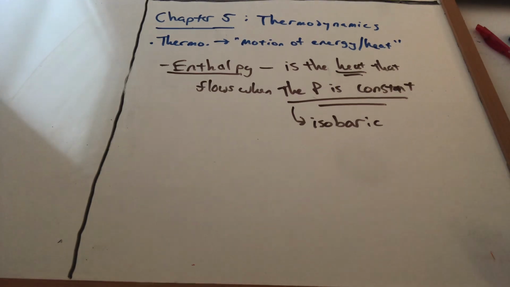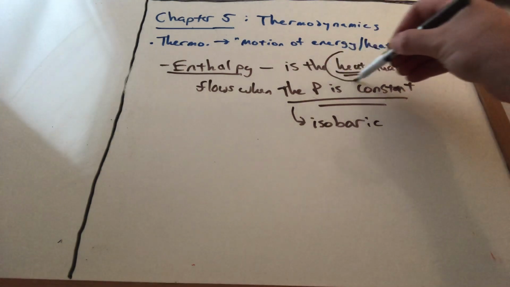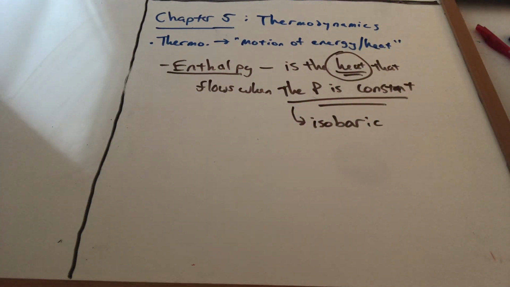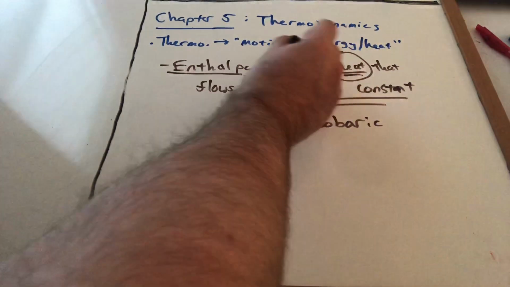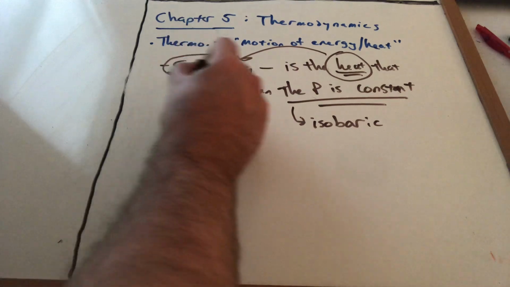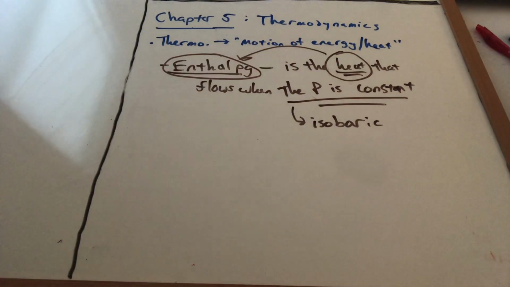They're done in a constant pressure environment. So most of the reactions that we end up doing, when we measure their heat, because the pressure is being held constant, it really means that we're measuring the enthalpy. So it's just the most common form of heat we see.